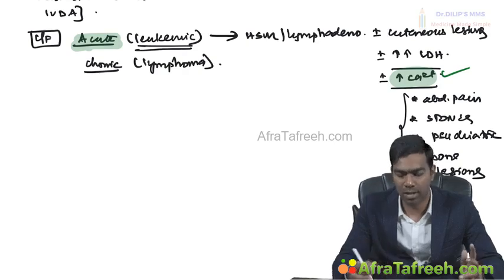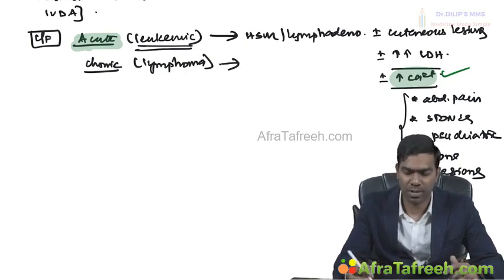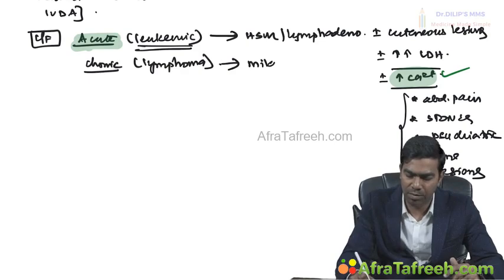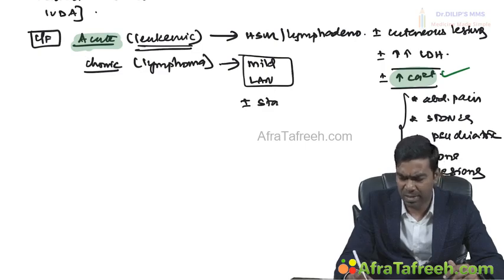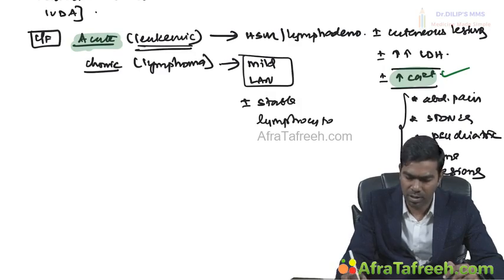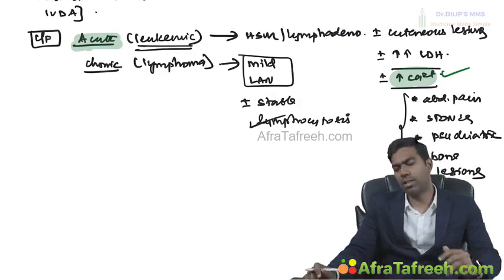Usually this is a leukemic presentation where the tumor cells can be seen in the blood itself. The chronic one is more of a lymphomatous presentation where they present with a mild lymphadenopathy, that's all. They will not have anything else. Plus or minus they might have a very stable lymphocytosis. That's it. So this is the usual presentation of adult T-cell lymphoma leukemia.